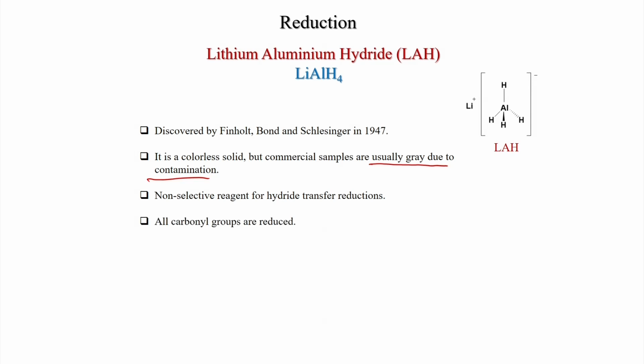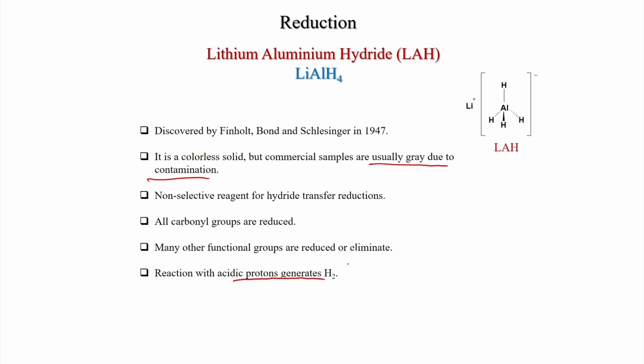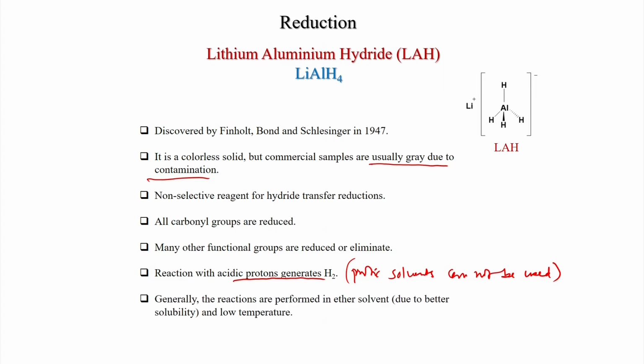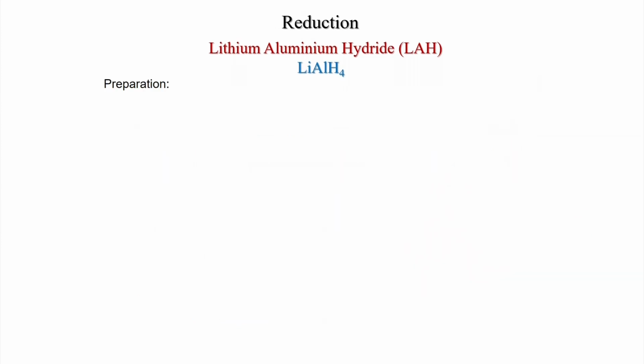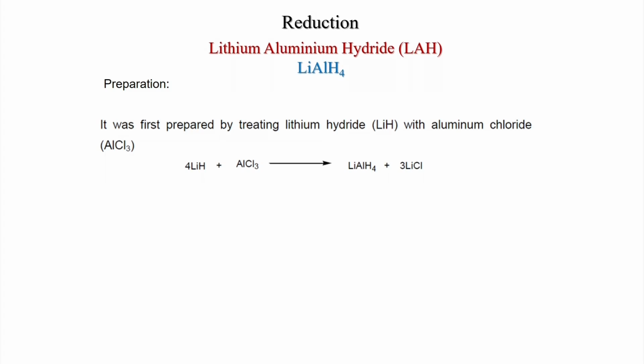Non-selective reagent for hydride transfer reduction, all carbonyl groups are reduced generally, many other functional groups are reduced or eliminated. Reaction with acidic protons generates hydrogen. So, protic solvent cannot be used. Then lithium aluminum hydride will be quenched. Generally, the reactions are performed in ether solvent due to better solubility and also low temperature because it is quite vigorous. So, how is lithium aluminum hydride prepared?